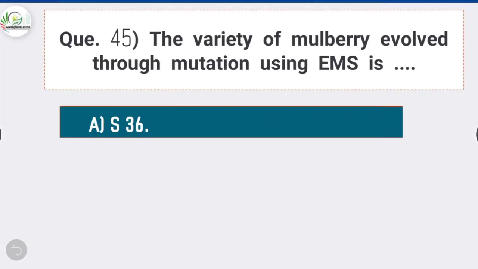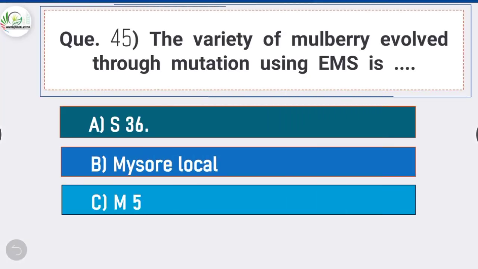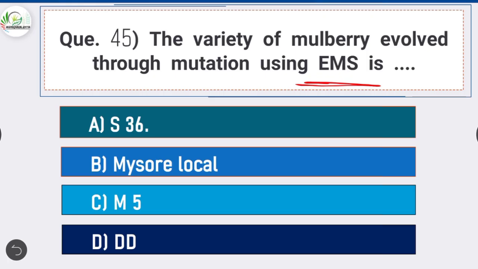Question number 45. The variety of mulberry evolved through mutation using EMS is, and the correct answer is S36. S36 variety of mulberry belongs to M. indica, developed at CSRTI Mysore and recommended during 1984. Evolved from Berhampur local by EMS chemical mutagenesis and cultivated in southern India. It is most suitable to young age silkworm rearing, also called chawki silkworms.